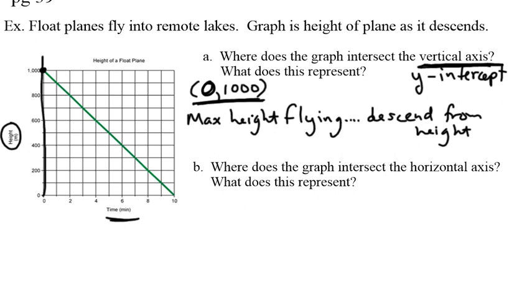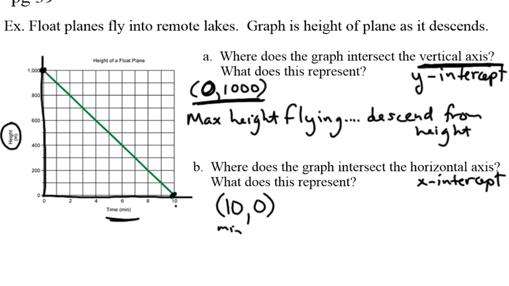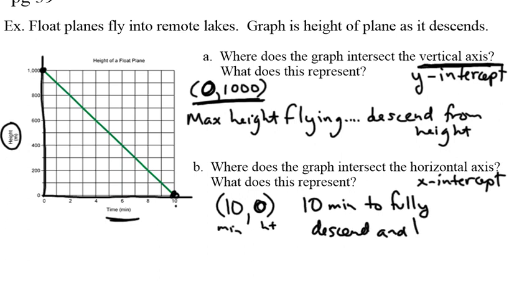Where does the graph intersect the horizontal axis? So the horizontal axis would be the x-intercept. And again, where's our x-intercept at? It's at 10, 0. X is 10 when y is 0. So this now is telling us 10 minutes for a height, because y is a height, 10 minutes for height 0. So what does that represent? That's telling us 10 minutes to fully descend and land. So x and y intercepts aren't just math things. They are math things, but they have purpose, especially when you have a real life situation.